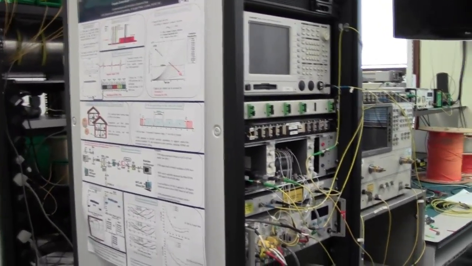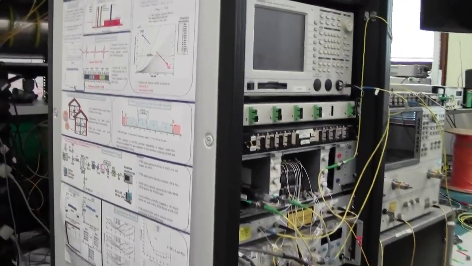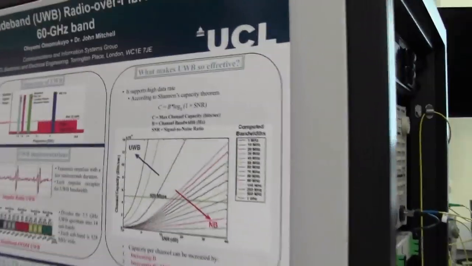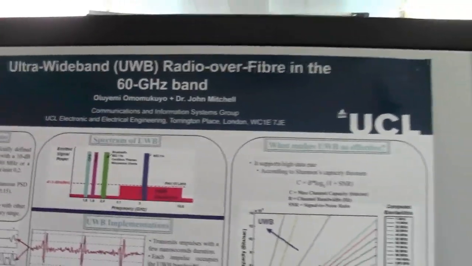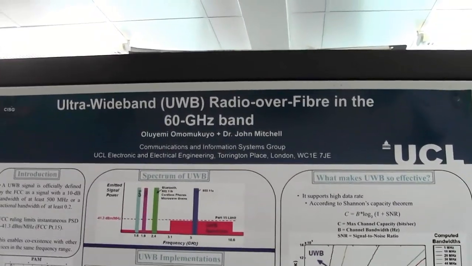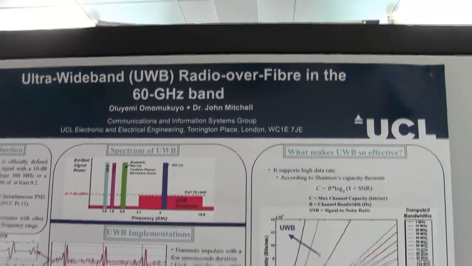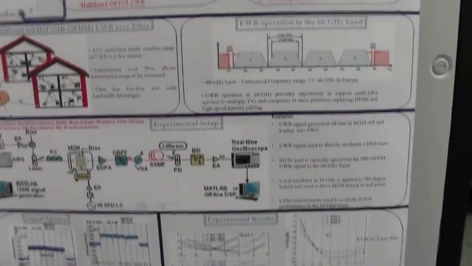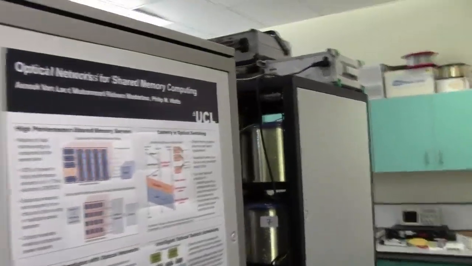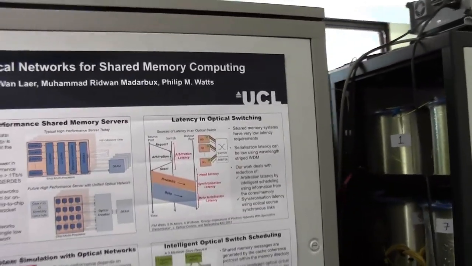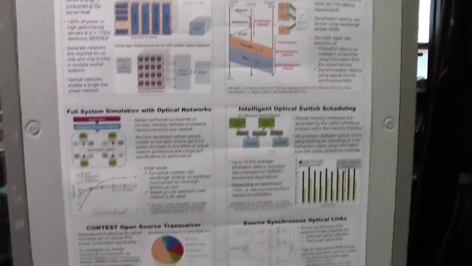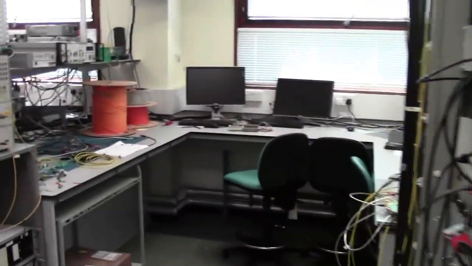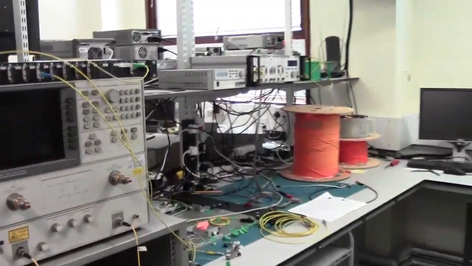A lot of what they do here is on the poster there, if you can see, that was a project they did, radio over fiber up to 60 gigs. Other ones: long fiber distribution links and optical networks for shared computer memory and what have you. And like I said, it's completely mixed.